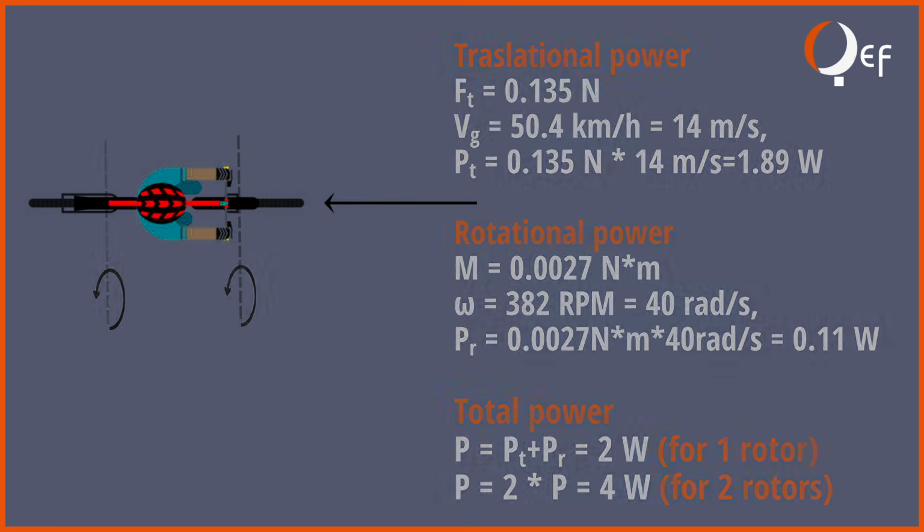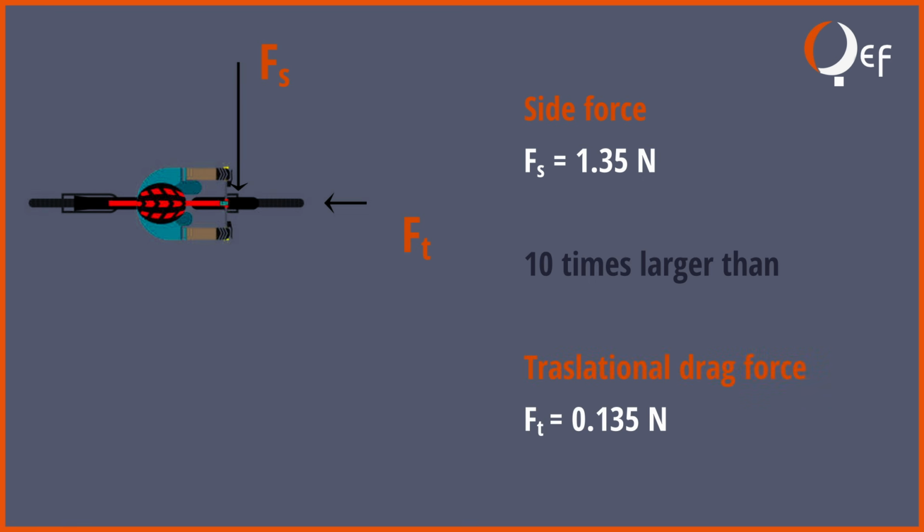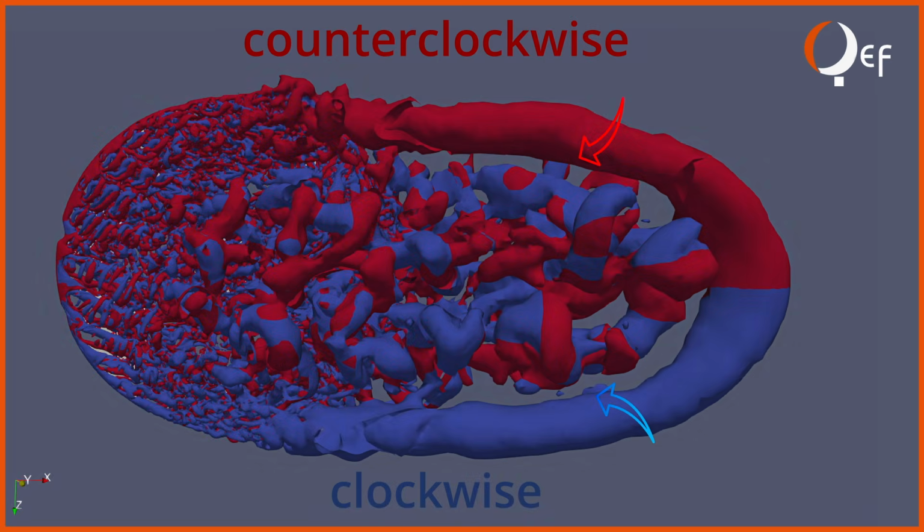The simulation also showed a significant side force equal to 1.35 newtons, which is 10 times larger than the drag force. This large side force acting on the front wheel generates strong steering moments and could be a concern for maneuverability. This still image shows a new representation of vorticity from a side view.